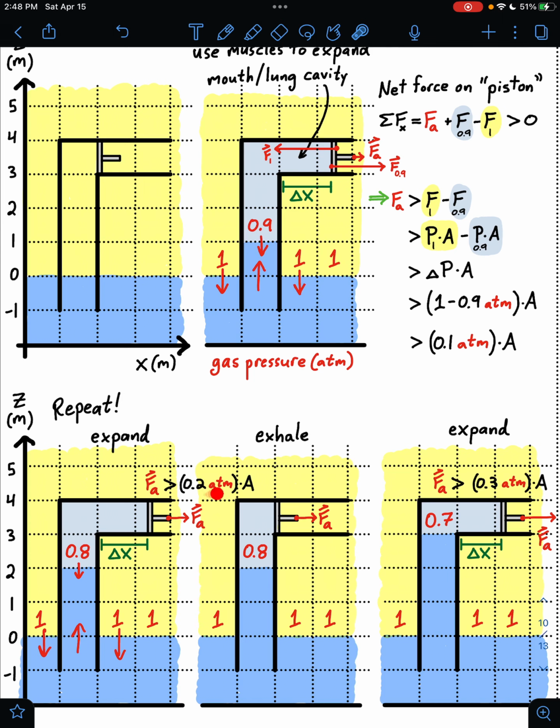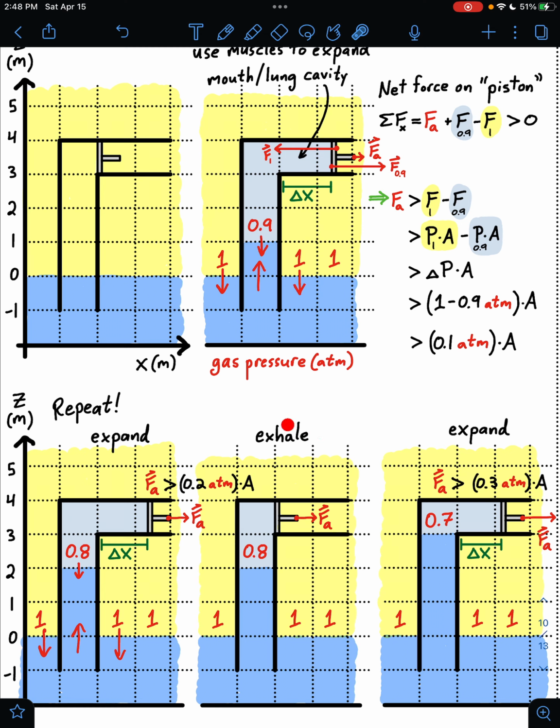The force you're going to have to apply to make that happen is now 0.2 atmospheres times the cross-sectional area of your respiratory system. So even more force you'll have to apply to draw water 2 meters. And that might be about the limit of what most people could do without training.